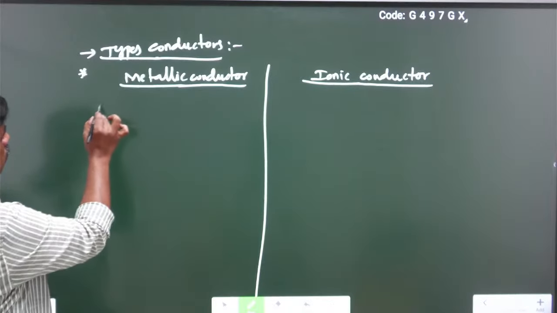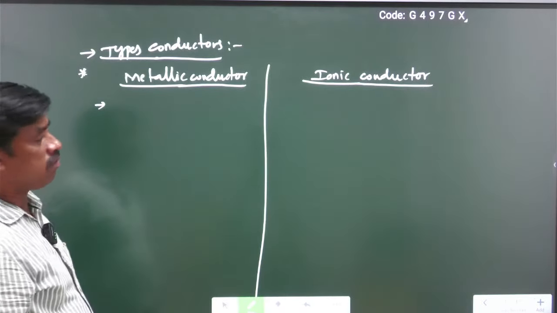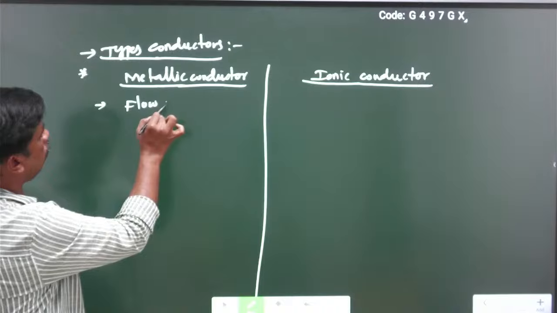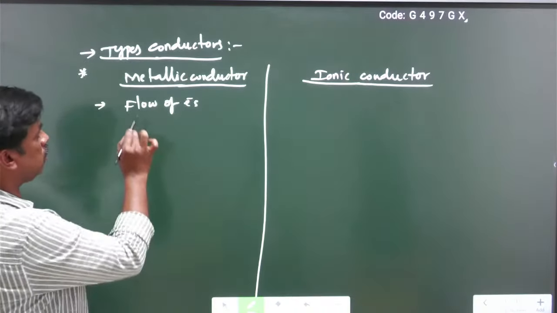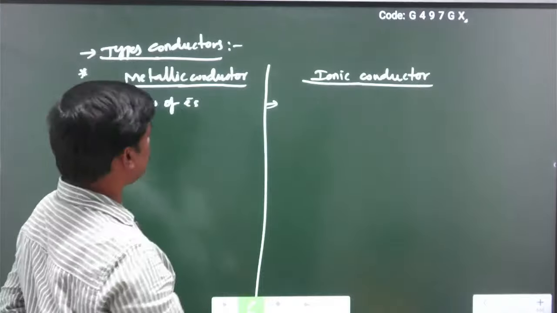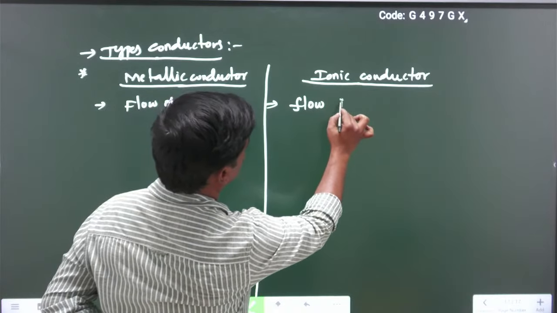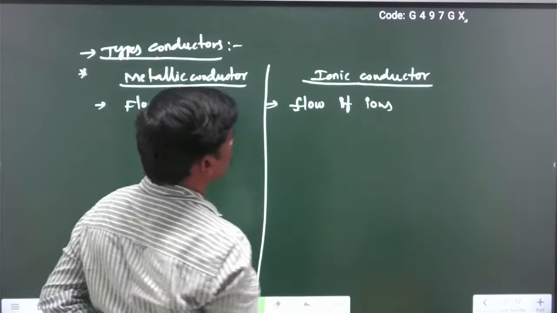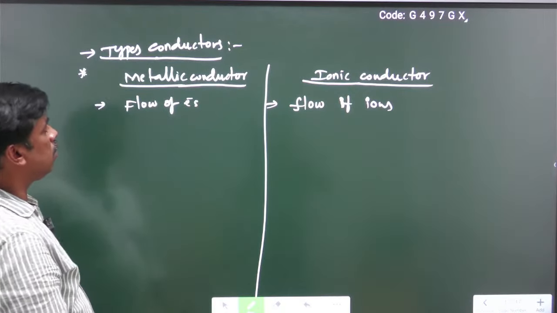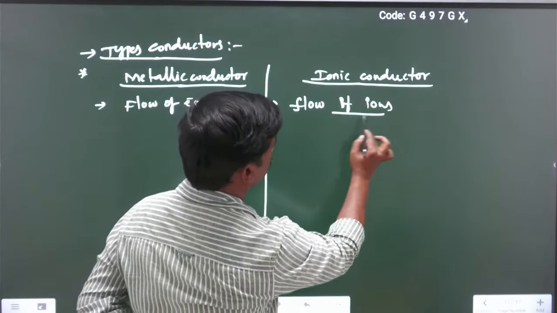Metallic conductors are the conductors which conduct electricity with the flow of electrons. Ionic conductors are the conductors which conduct electricity with the flow of ions. These two are both conductors, but metallic conductors conduct by the flow of electrons, whereas ionic conductors conduct by the flow of ions.